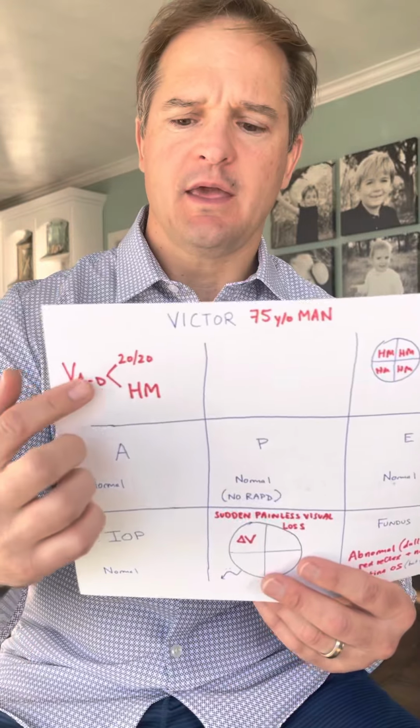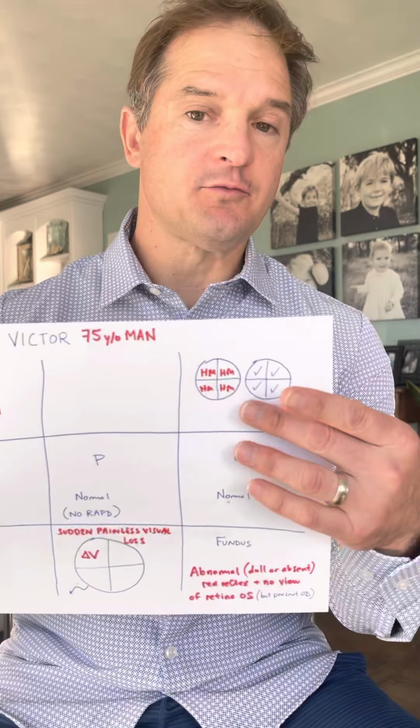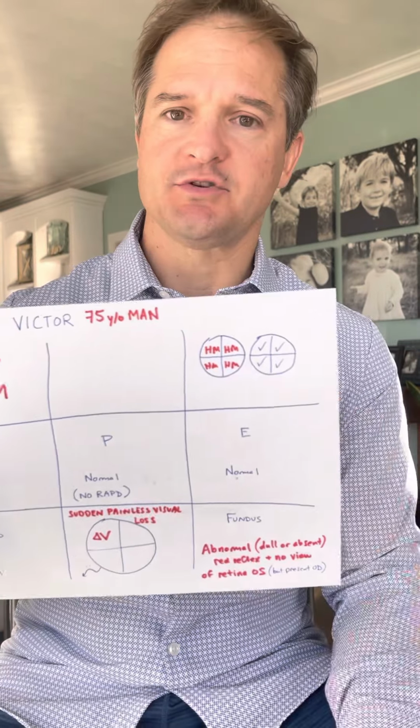Okay, so now let's summarize and use our whole system to understand the different problems that our 4 patients are having. So our first patient is Victor. And Victor is a 75-year-old man that has hand motion vision that he recognized today. He woke up, was feeling fine, and then he lost vision in his left eye, painless visual loss. When we test him, he has 20/20 vision in one eye and hand motion vision in his other eye. His visual field reflects that he has excellent vision in one eye, but hand motion vision in the other eye.